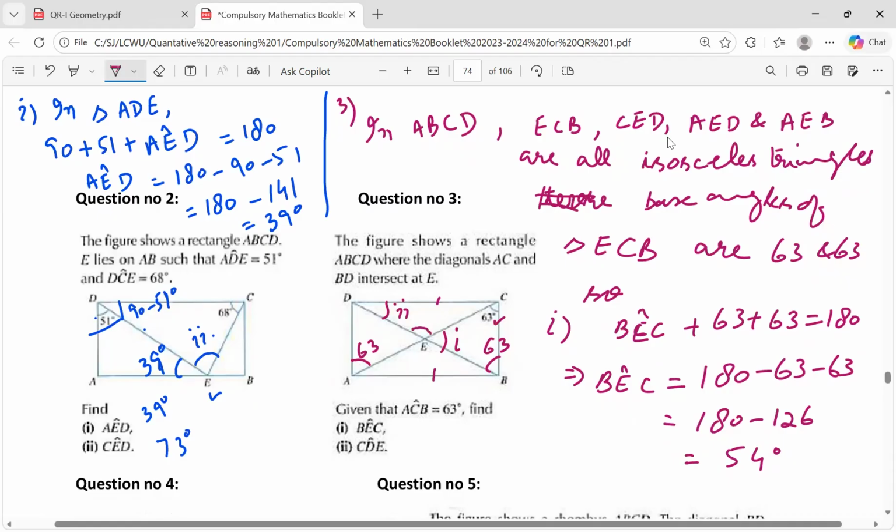Now in the second part, again, in the triangles, since this angle is 54 degrees, the remaining angle will be, since at this point this angle is 63 degrees. Now I'm erasing this part.